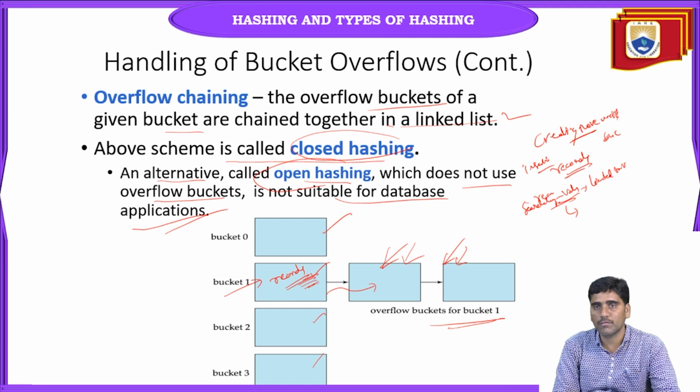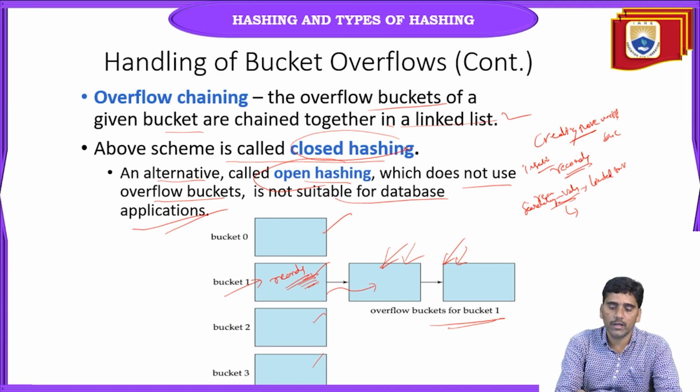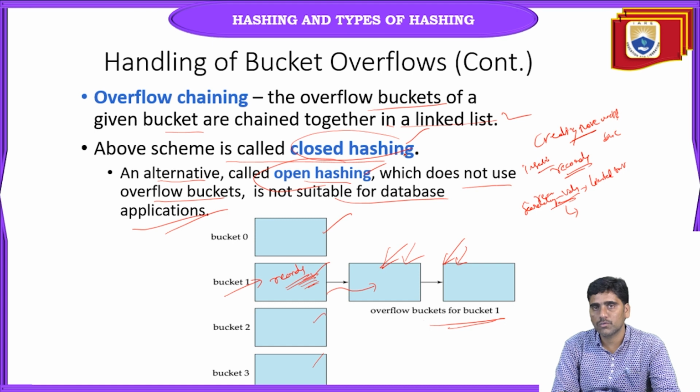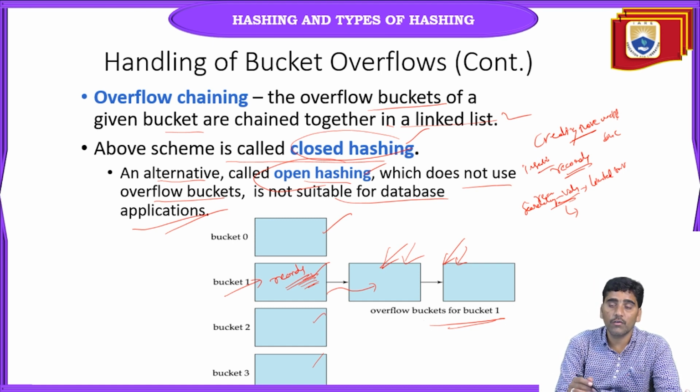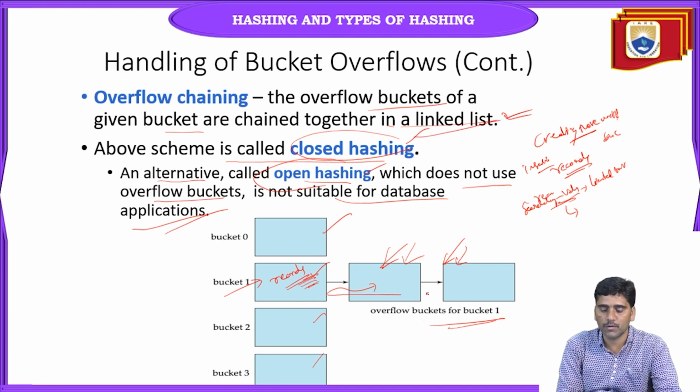So how will the bucket work here? Closed hashing and open hashing. Closed hashing is where the overflow buckets of a given bucket are chained together in a linked list form. That is closed hashing. An alternative method is called open hashing, which does not use overflow buckets, but it is also not suitable for database applications. So, closed hashing and open hashing.